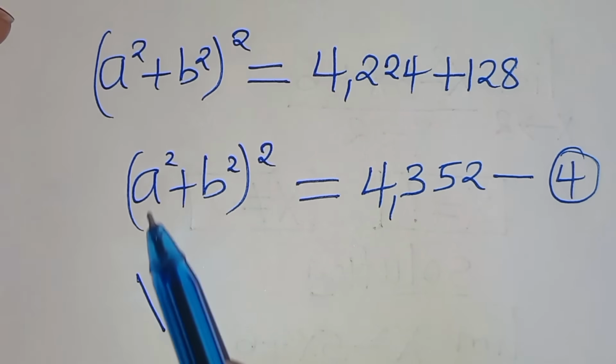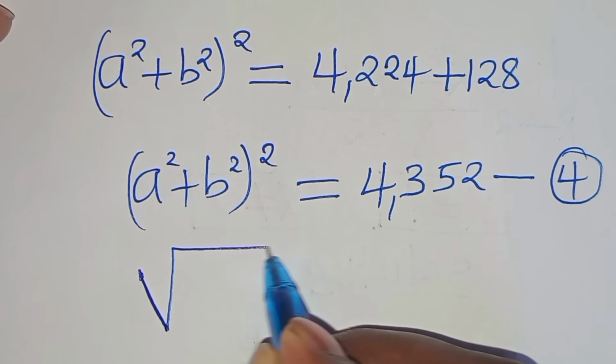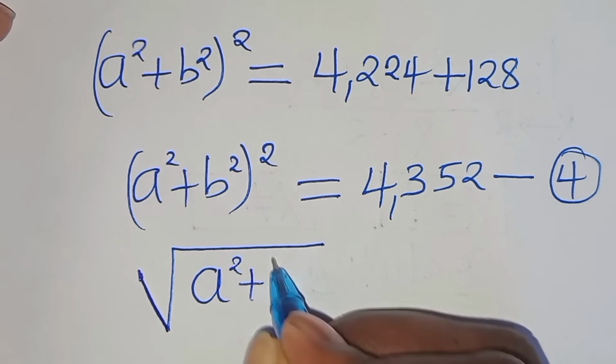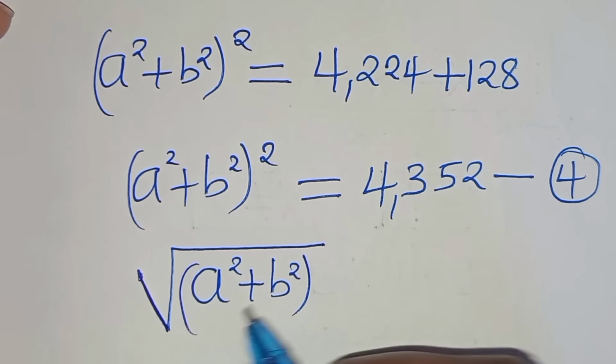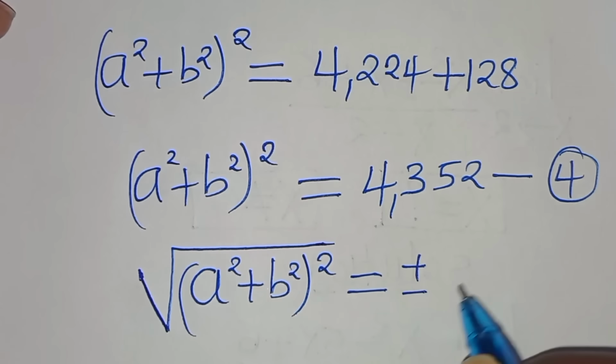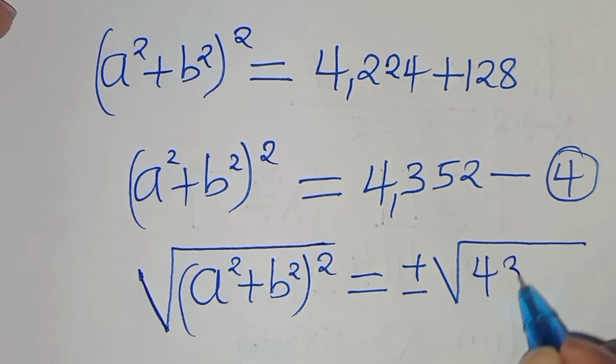Now, we can determine a squared plus b squared by introducing a square root on both sides, so that we have the square root of a squared plus b squared raised to the power of 2. This is equal to plus or minus the square root of 4352.